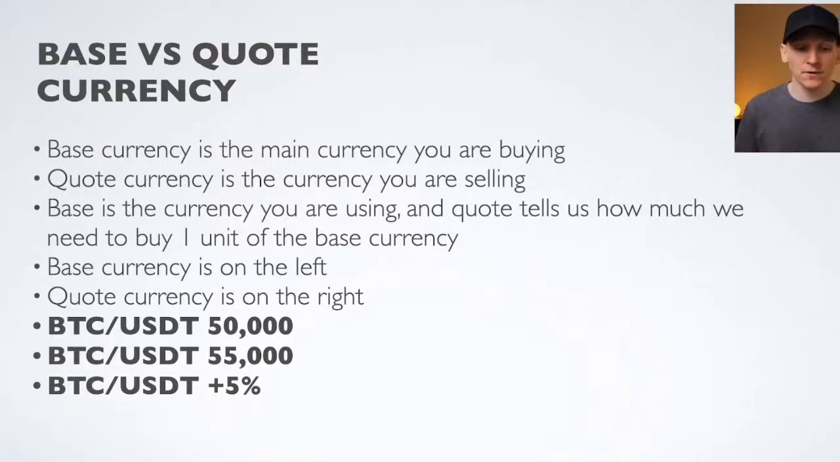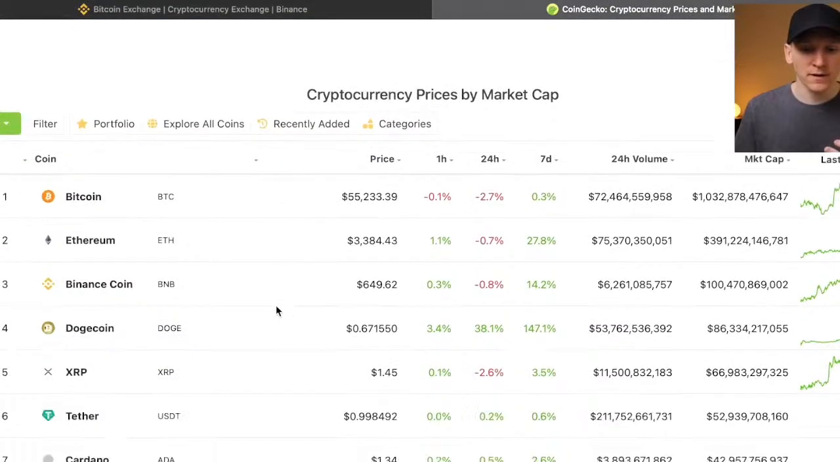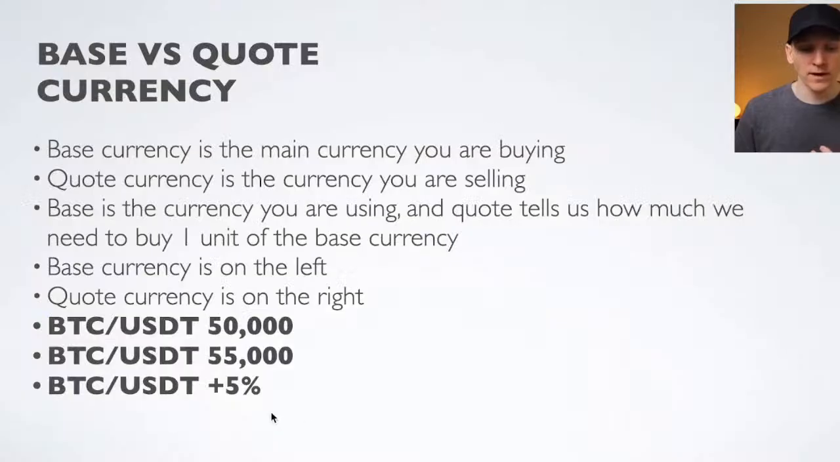This can also be shown to you in a percentage move on a day. You'll see this a lot of times. Let's go back to CoinGecko right here, and we can go back to the homepage. You can see this right here. You'll get a percentage change on the day, and this is a percentage change against US dollar Tether. So we'll go back to our quotes and we can see that Bitcoin has appreciated against the US dollar by 5% today. This percentage move will always be how the base currency is valued. So it takes more US dollar Tether now to buy Bitcoin because Bitcoin has appreciated 5% against the quote currency.